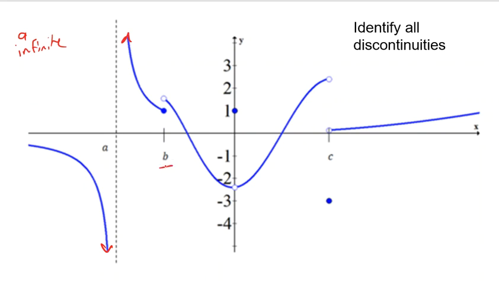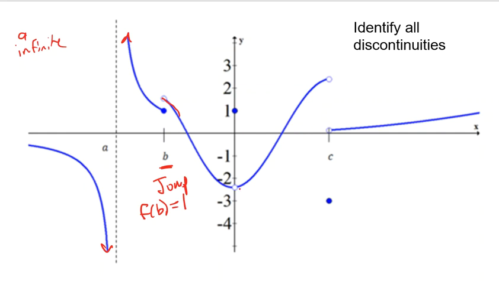All right, let's talk about B. B is a jump discontinuity. Notice that there is a point at B. That's awesome, it looks to be at 1, so if I plug B into this function, I'm going to get 1. The left-hand side is coming towards 1. That's a good thing, but the right-hand side is up here somewhere at like 1.5. They're not matching up. Clearly a discontinuity.